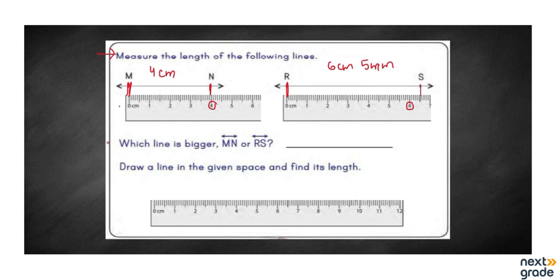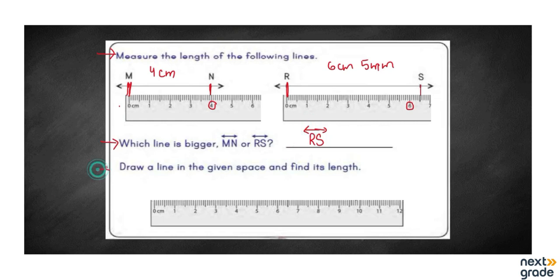Okay, moving on to the next example that says which line is the bigger, MN or RS? यानी इन दोनों में से कौन सी लाइन बिगर है? 4 सेंटीमीटर बिगर है या 6 सेंटीमीटर 5 मिलीमीटर्स बड़ी है? Obviously, the one that has more reading is the longest one and the bigger one, that is the line segment RS. Alright, this is how you're gonna write the answer.